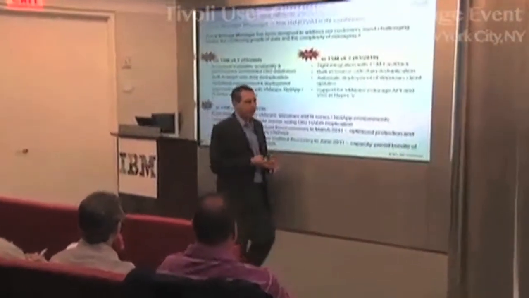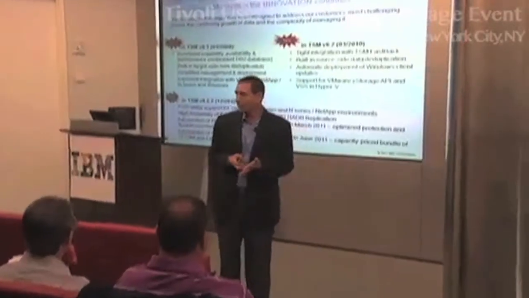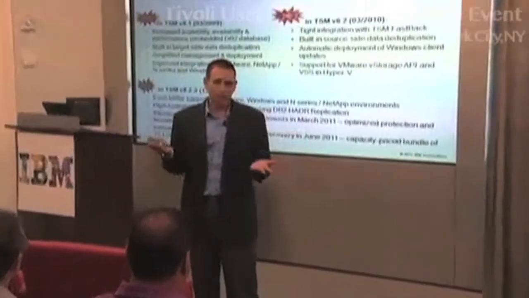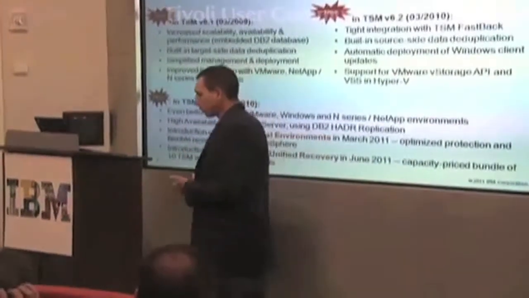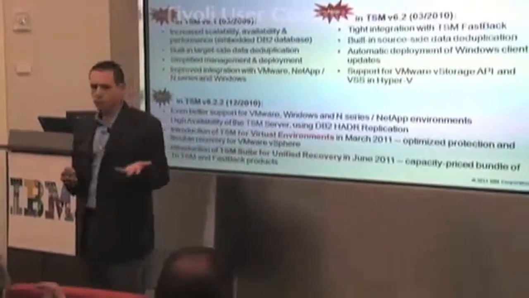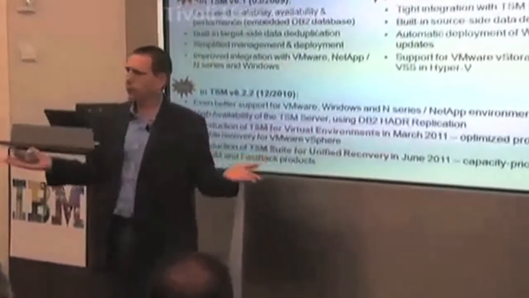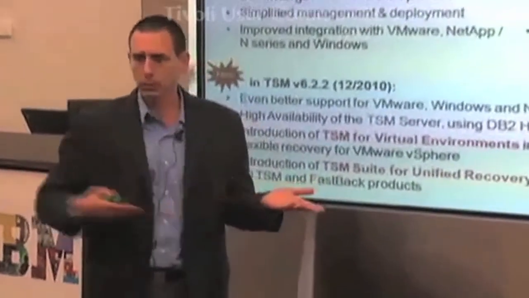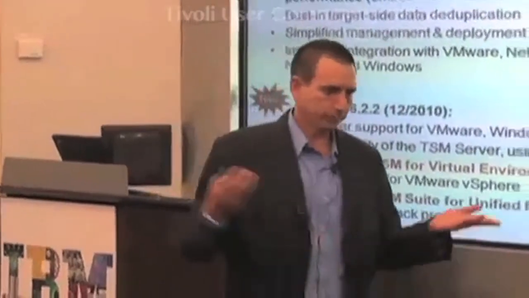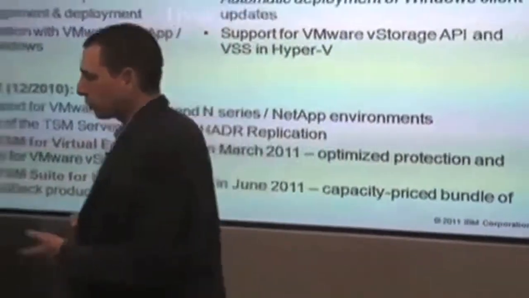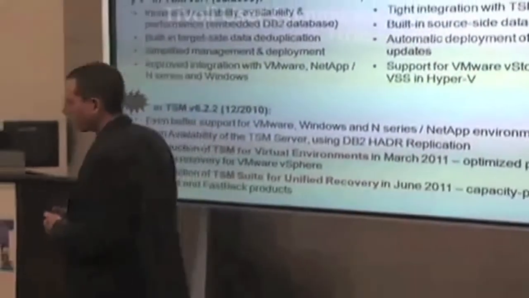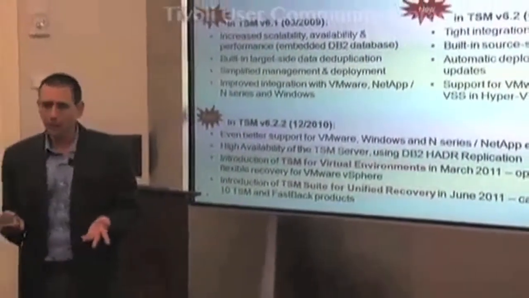The other thing that bothered most of the people I talk to is that it doesn't align with the value that TSM brings to the table. You go through a server refresh, and all your machines just went from a dual core or a single core to a quad or double quad core, and the data hasn't changed, but the licensing costs have changed. So they're not aligned. So TSM Suite for Unified Recovery is a capacity-based license.